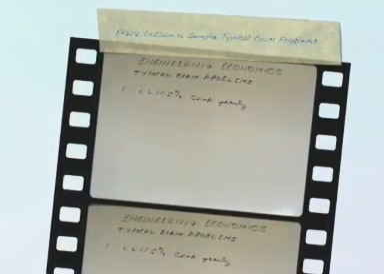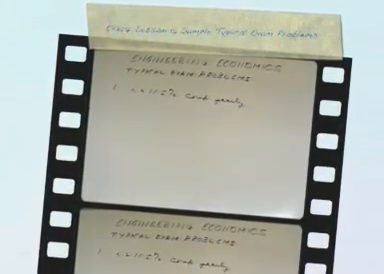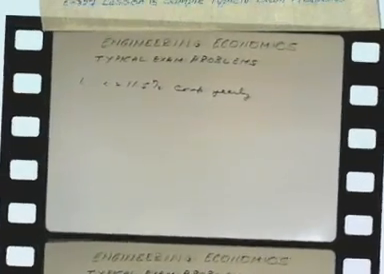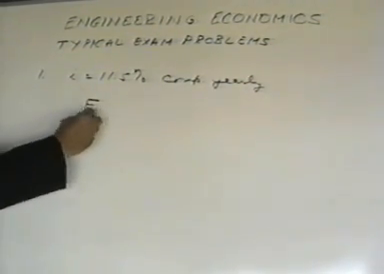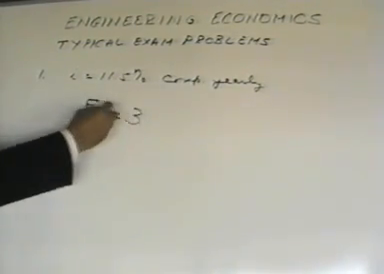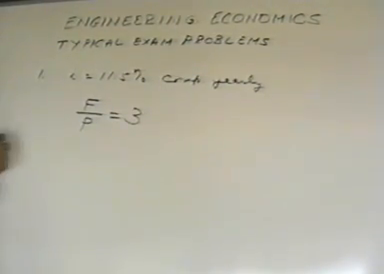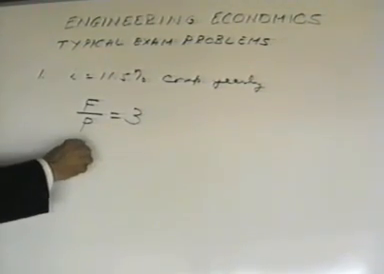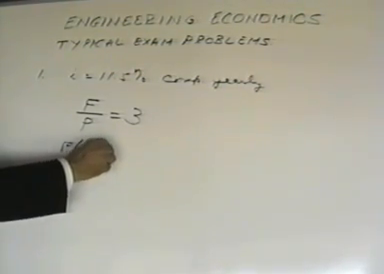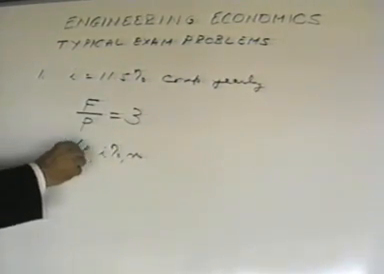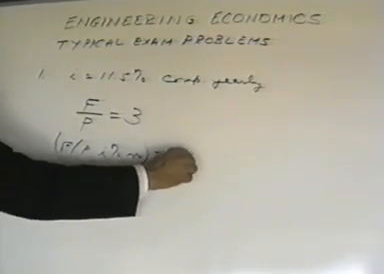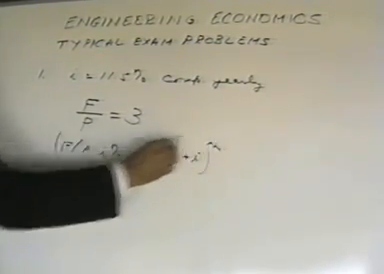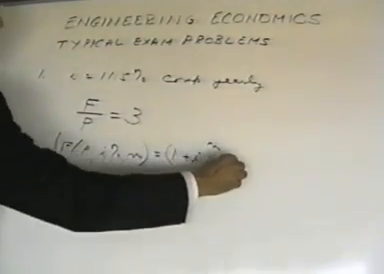In problem number 1, if the interest rate on an account is 11.5% compounded yearly, approximately how many years will it take to triple the amount? What we're basically saying is we want the ratio of the future value to the present value to be equal to 3. So if we say F/P, I%, N, we want this to be equal to (1 + I)^N, and this is equal to 3.